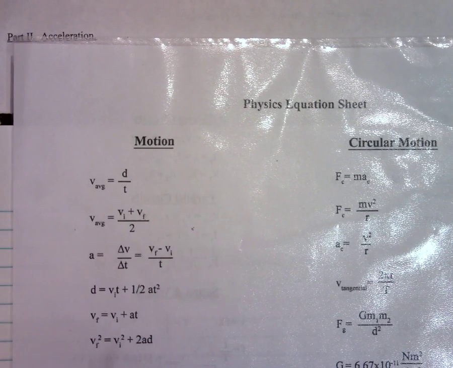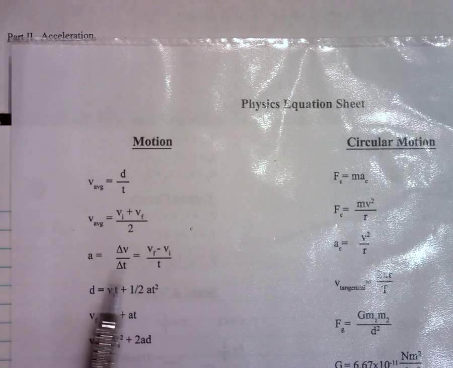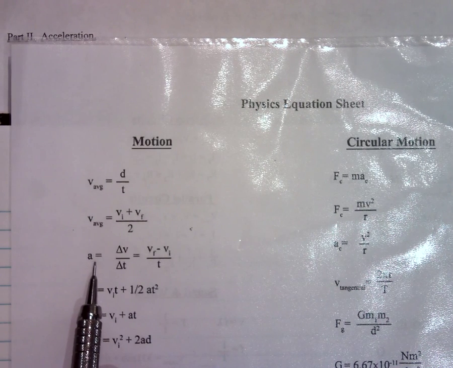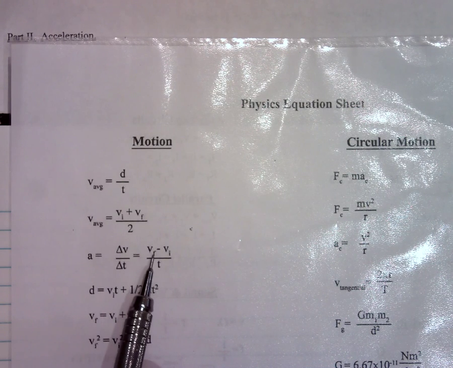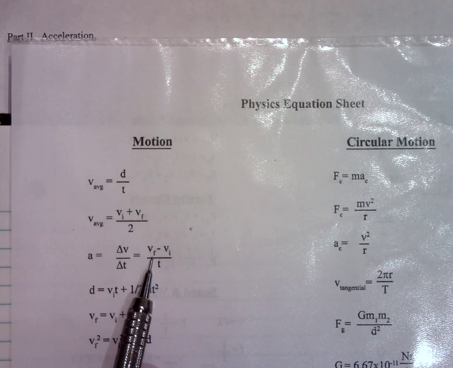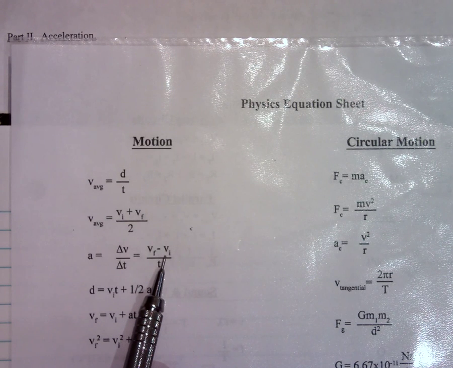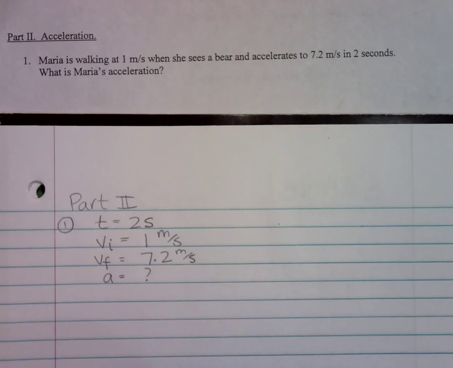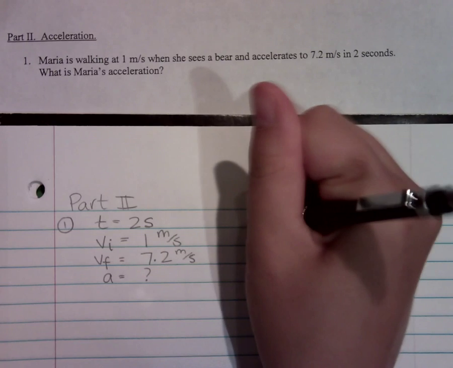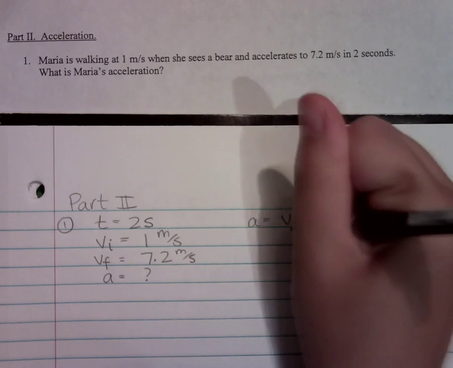Well, I look at my formula sheet, and this formula right here fits the bill. A is equal to my change in velocity over time, or VF, my final velocity, minus VI, my initial velocity, over T. So I'm going to say A is equal to VF minus VI divided by T.